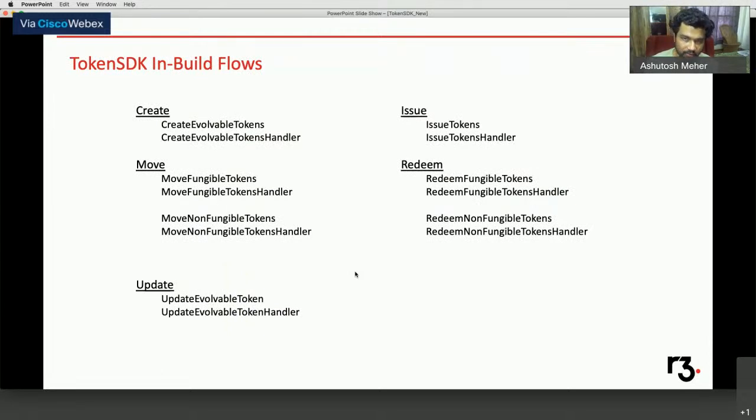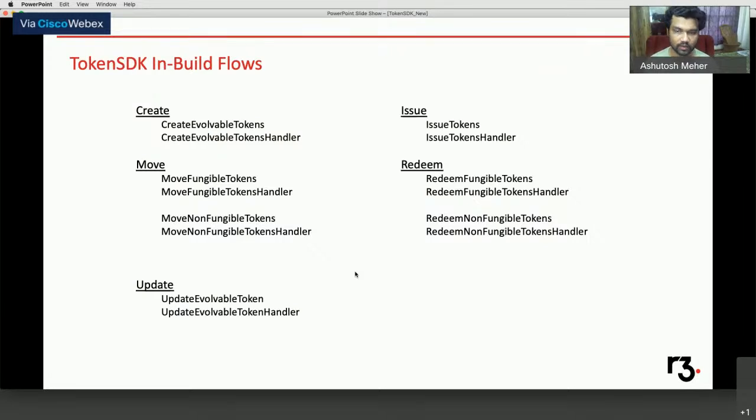We talked about create and issue. Create evolvable token, and create evolvable token handler, if you want to go ahead and check what is happening in the responder part of things, you can check those out. Issue also has a responder. All of them have a responder basically. For issue, it's issue tokens handler.